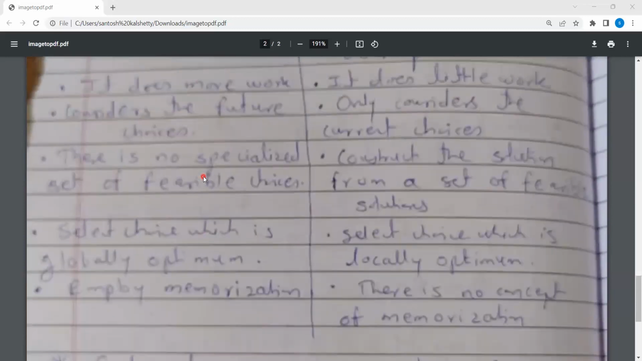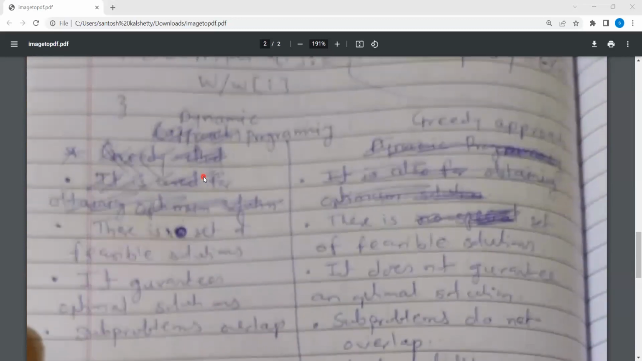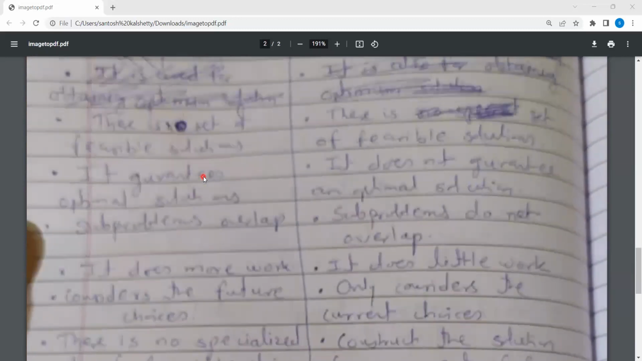This is the difference between dynamic programming and greedy approach. This difference is asked in exam.